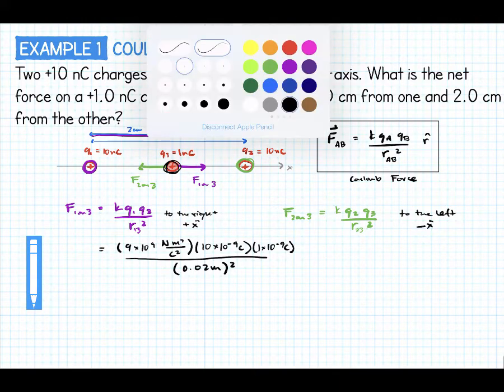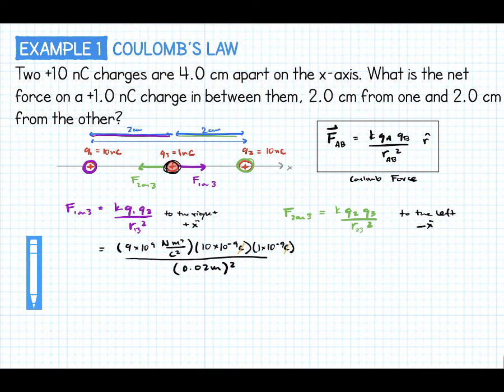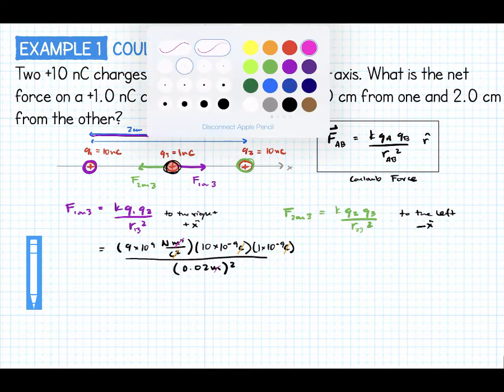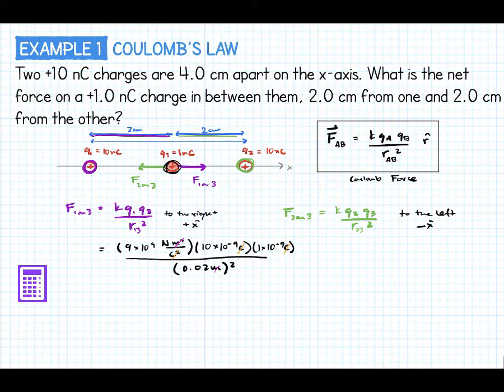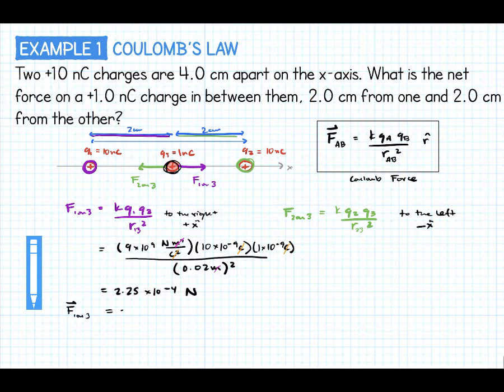And you can look at your units. That means coulombs and coulombs cancel with coulomb squared. And we get meters squared canceling with meters squared because there's this square over here. And so we're going to end up with something in newtons, which is good because this is a force. So when you plug all this in, you get 2.25 times 10 to the negative 4 newtons. Okay? And if you want this to be a vector, the way that you rewrite that is 2.25 times 10 to negative 4 newtons in the positive x hat direction. And now you have a vector.